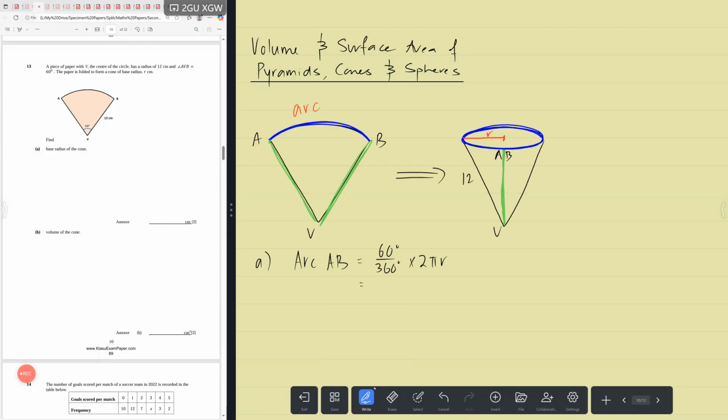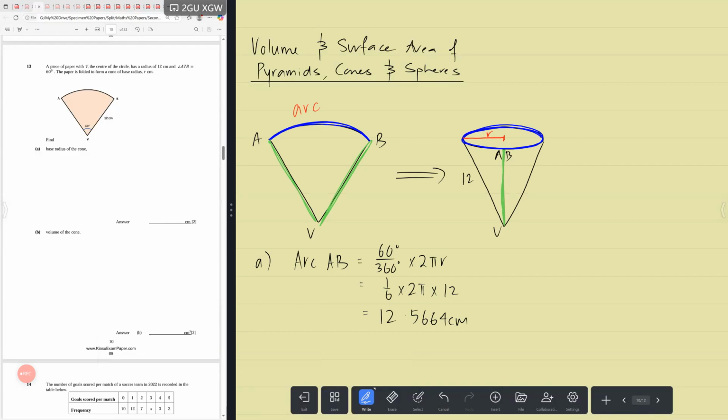So this becomes 1 over 6 when you reduce it to the lowest terms. 1 over 6 times 2 pi, and in this case the radius is equal to 12. Use your calculator, and you will get 12.5664 centimeters. That's the length of arc AB.